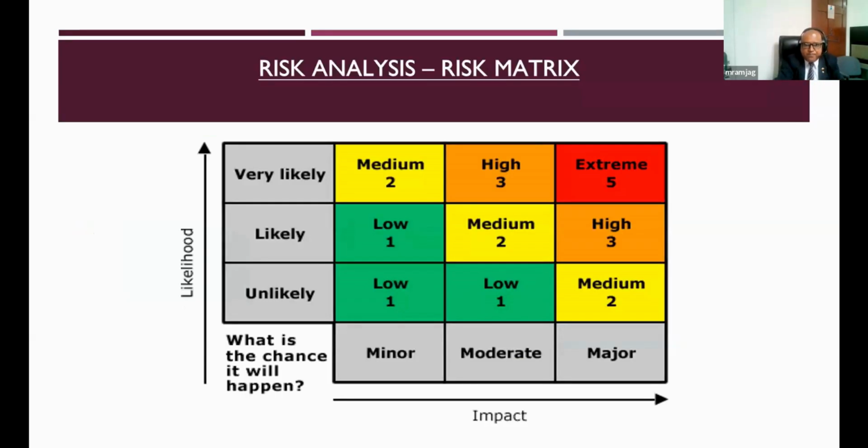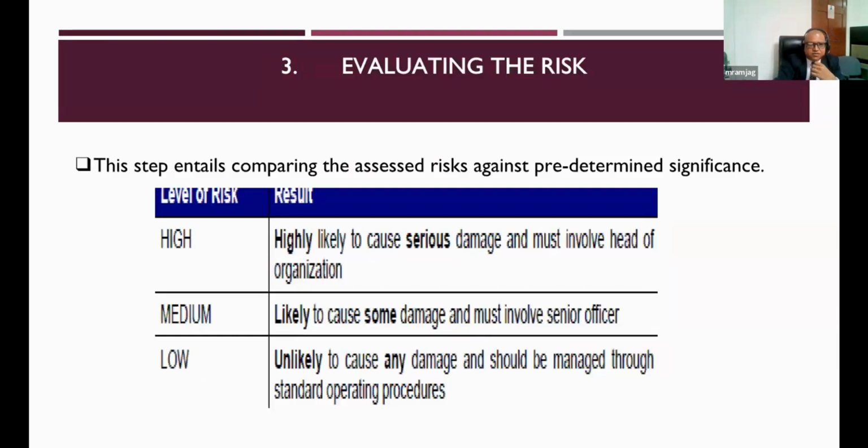The likelihood, the impact, what is the consequence, what is the chance that something will happen. This is how we rate it, and we score by points and so forth. We use color coding. Sometimes we do use numbers. This is more for the expert. This step also entails comparing the assessed risk against the predetermined significance. This is where we explain the level of risk and the result. High means highly likely to cause serious damage and must involve the head of the organization. This is where the risk is high.